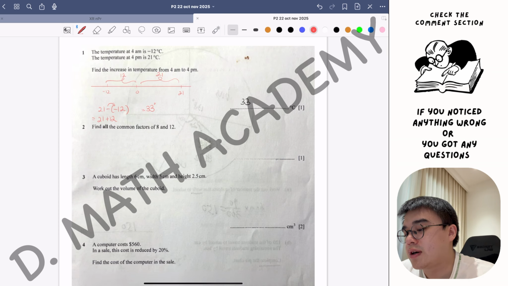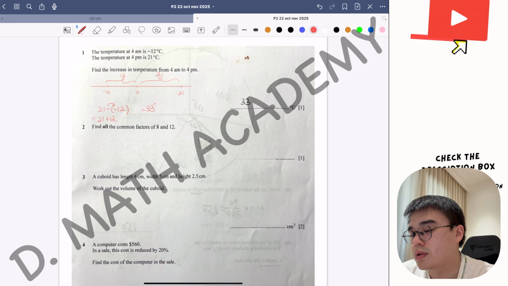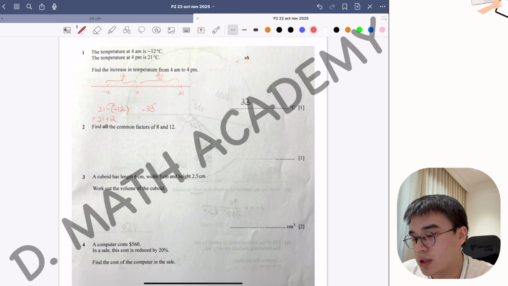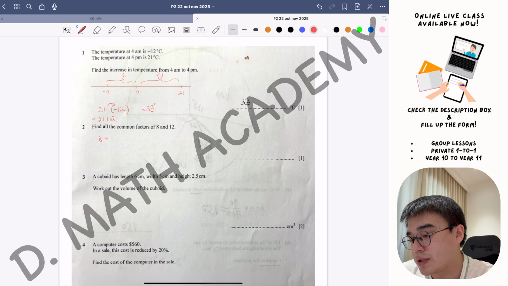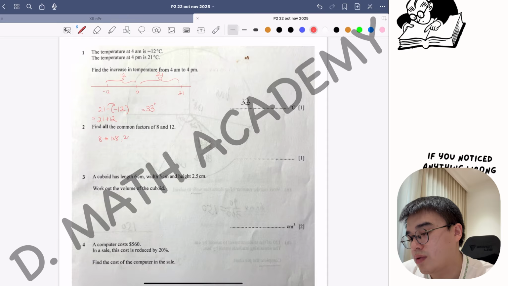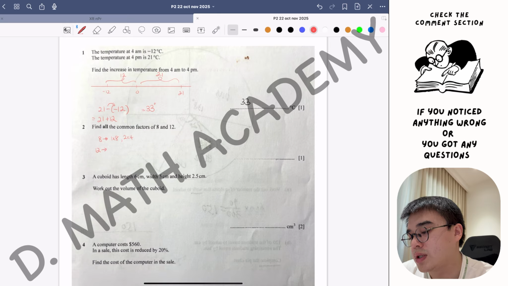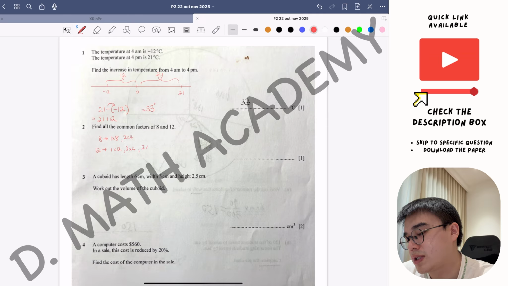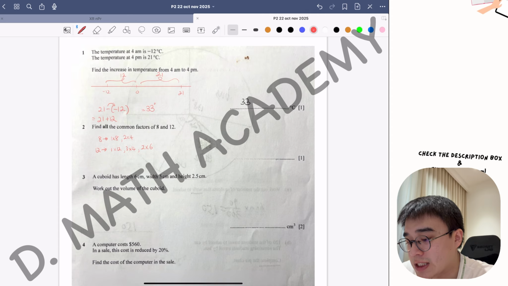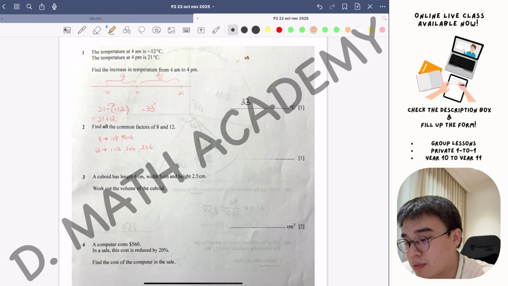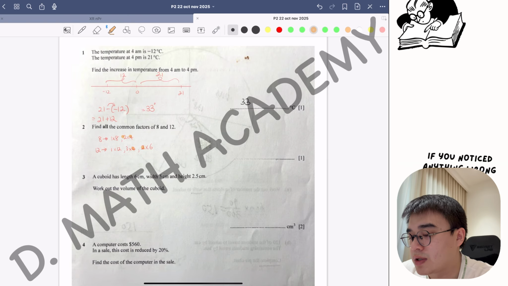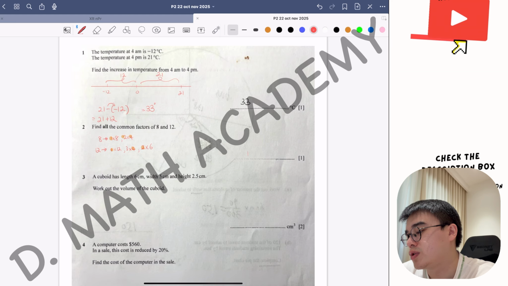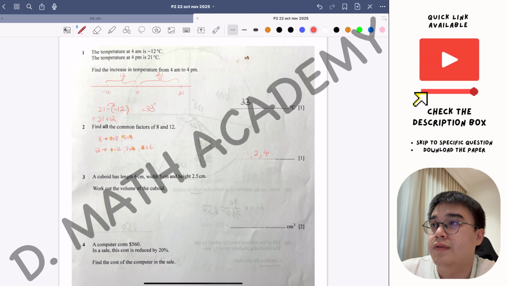Find all the common factors of 8 and 12. Okay, that's interesting. So 8 is actually 1 times 8, 2 times 4. 12 is actually 1 times 12, 3 times 4, 2 times 6. So in terms of common factors, we have 2 that repeated among both of them, we have 4 that repeated, and we have 1. So since they mention all, you have to list it down: 1, 2, and 4 as your final answer.